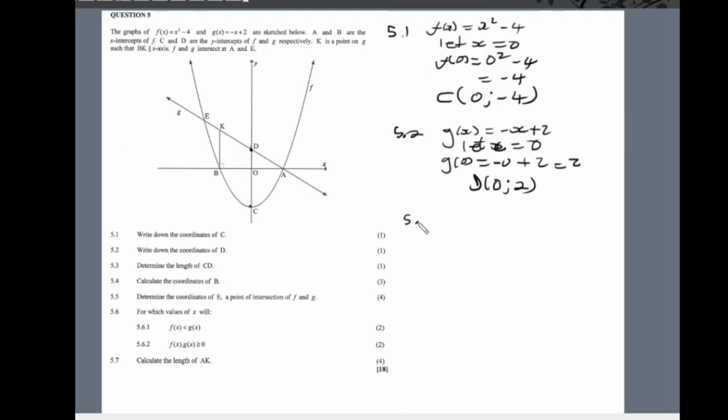Okay, and then 5.3, determine the length of CD, right? So to calculate the length of CD, you're gonna take the y coordinate of D and subtract the y coordinate of C, right? The y coordinate of D is 2, and then we subtract the y coordinate of C, which is minus 4. So sizobona 2 minus minus 4, which is 2 plus 4, which is 6. Therefore CD is equal to 6 units, right?